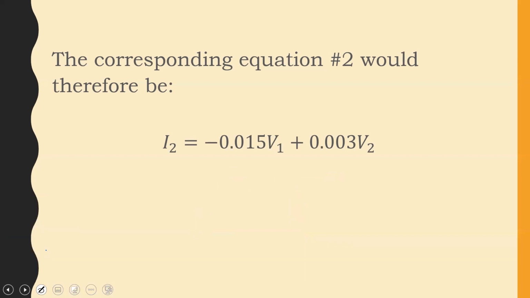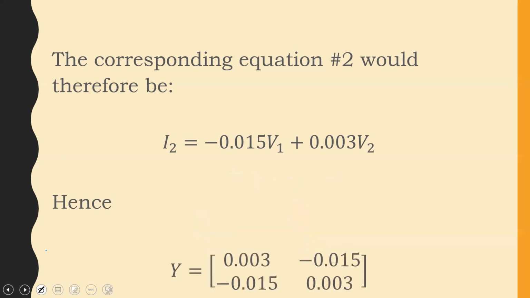All right, so the parameters, taking them from what we have here, would be 0.03, minus 0.015, minus 0.015 and 0.003.